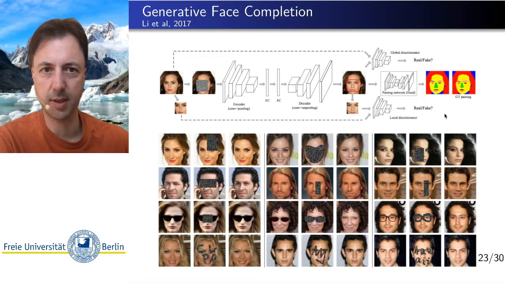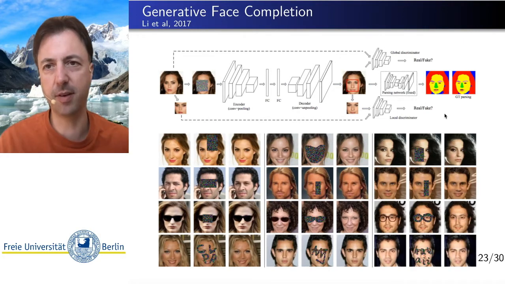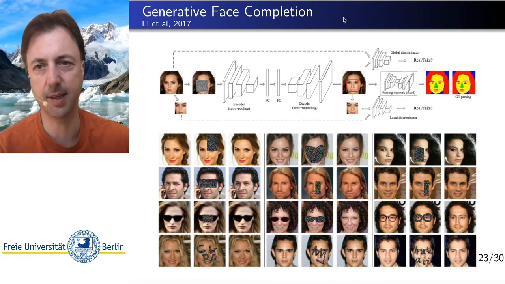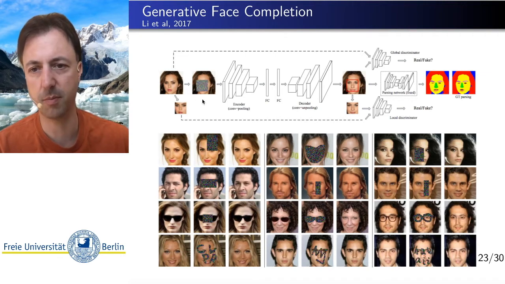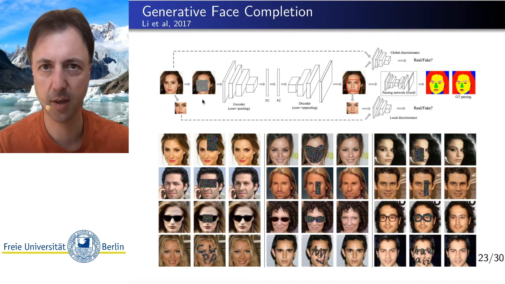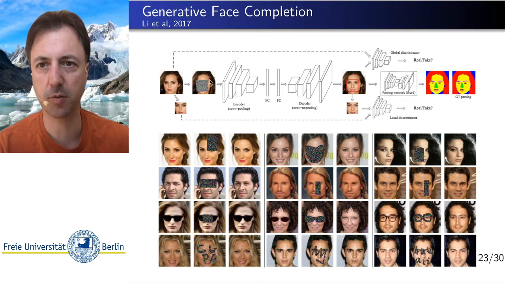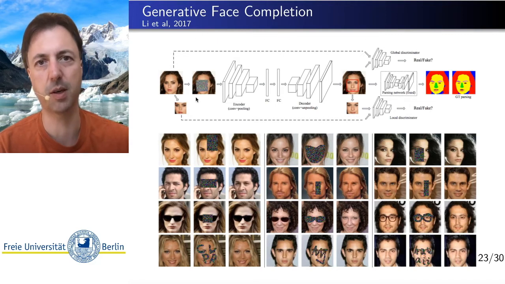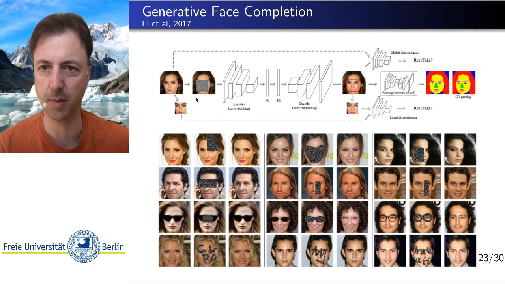Here is a newer example, which is essentially doing inpainting on face data. So inpainting means we erase part of an image, or we have a missing part of the image, for example, because it's covered by something. And then we ask the question, what is under this missing part? Can we complete this missing part?